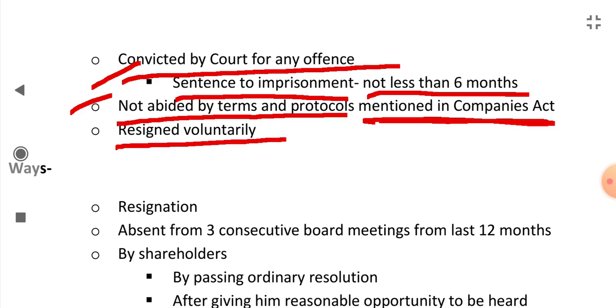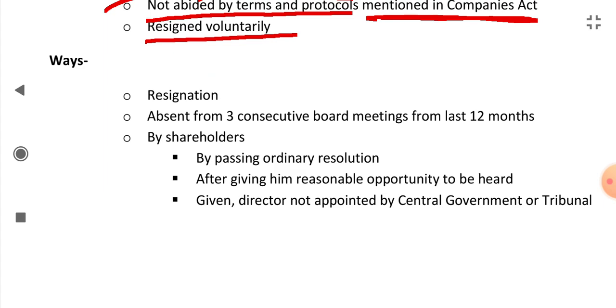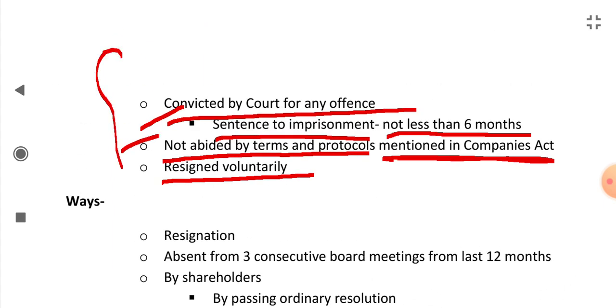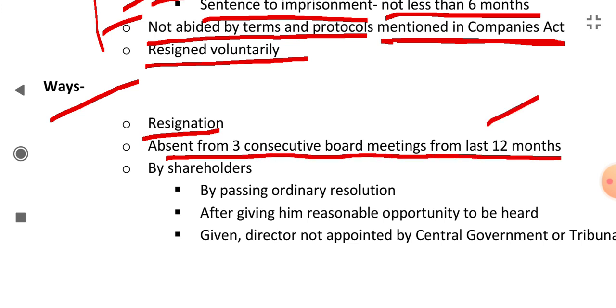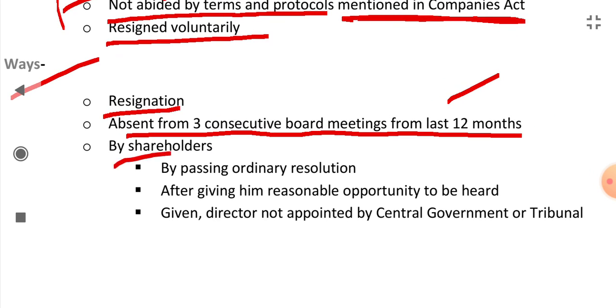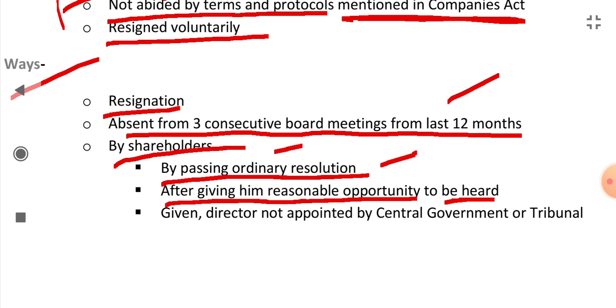Okay, he himself resigns. And what are the ways he will be removed? These were the reasons. And what are the ways? He can be removed by resignation, he gives resignation. Or if he is absent from 3 consecutive board meetings in the last 12 months, his office shall stand vacated. Okay, he will be removed. Or he can be removed by shareholders by passing an ordinary resolution after giving him a reasonable opportunity to be heard. Okay, the shareholders can remove him by passing an ordinary resolution, but a reasonable opportunity should be given to him to be heard. He can present his case.